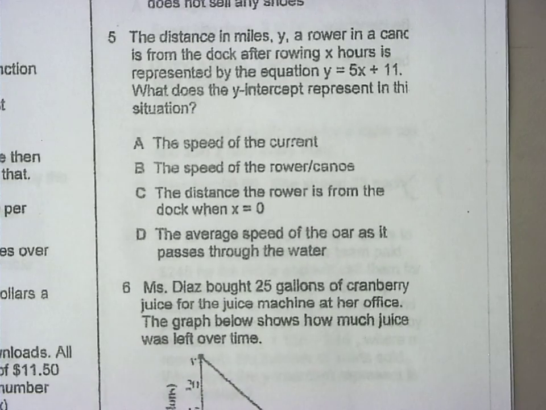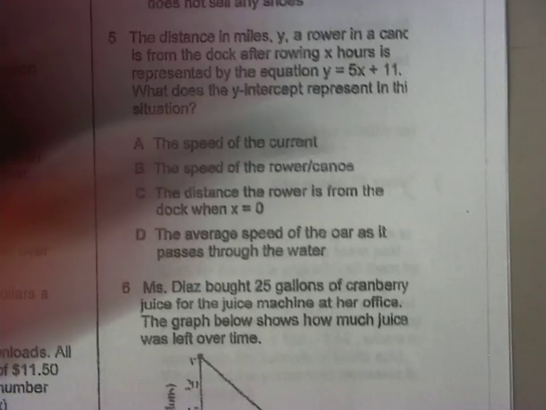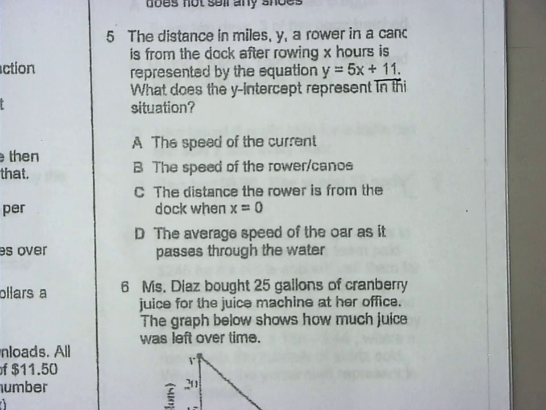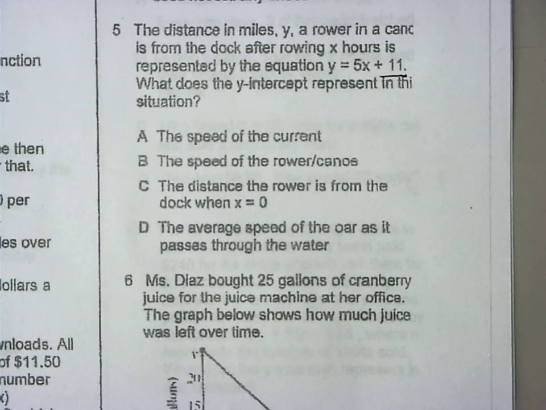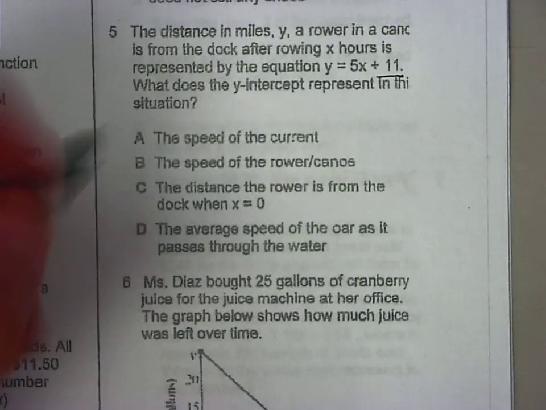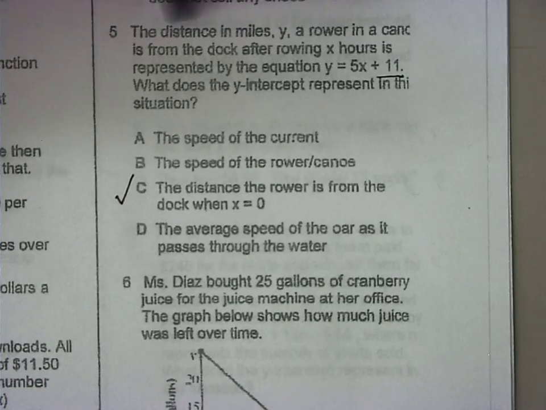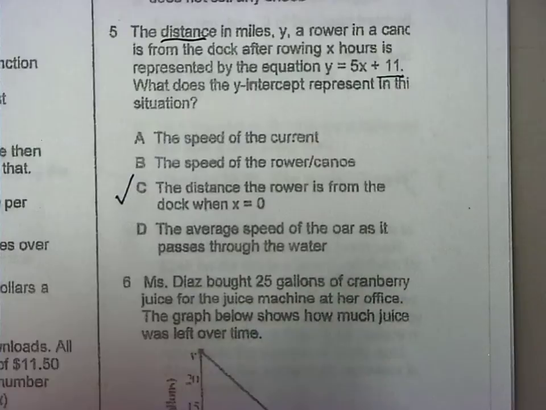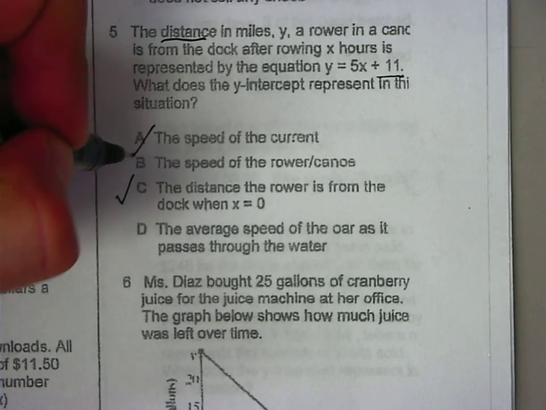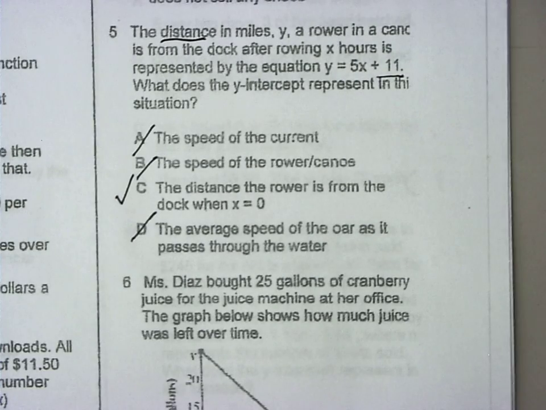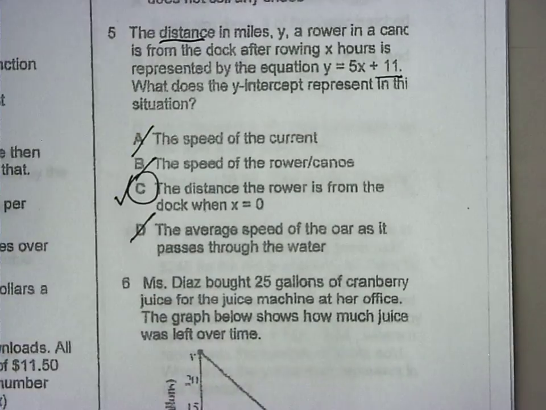Number 5, the distance in miles y a rower in a canoe is from the dock after rowing x hours is represented by this equation. Y equals 5x plus 11. What does the y-intercept represent in this situation? The y-intercept in any situation always represents where you are in the very beginning, or in other words, when x equals 0. Plus, since this whole equation is about distance, this y-intercept has to be related to distance, not speed, as the other choices all indicate. So choice C is the solution for number 5.